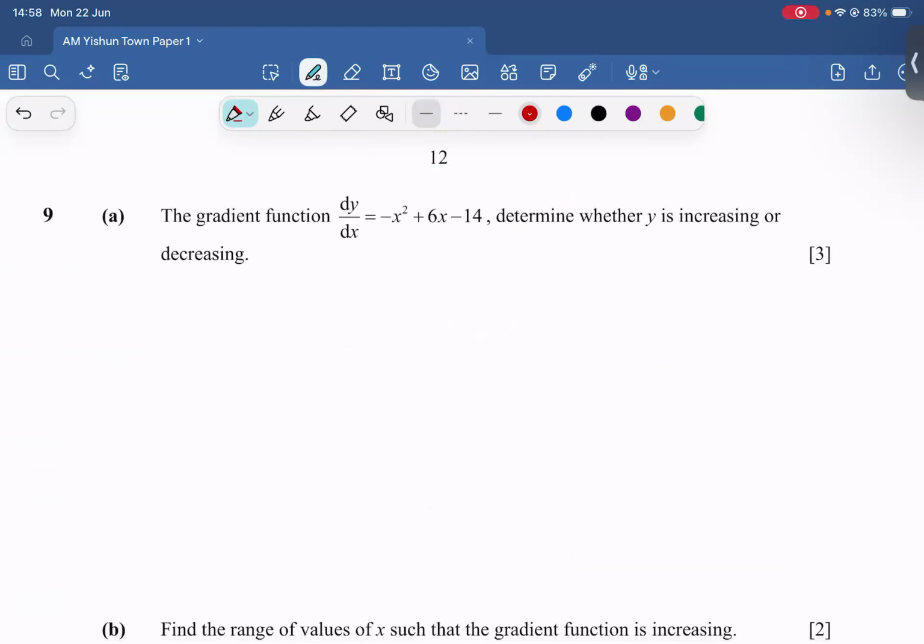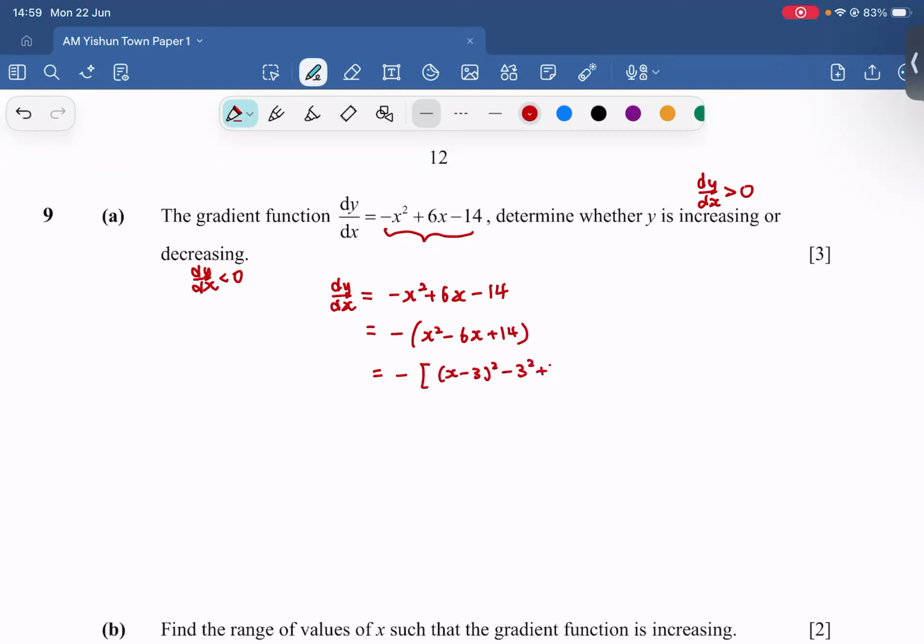The gradient function is this, determine whether y is increasing or decreasing. How to determine whether y is increasing or decreasing? Increasing means dy/dx is more than 0. Decreasing means dy/dx is less than 0. So now what we need to do, we need to determine whether this is always increasing or always decreasing. The best way to do it is to complete the square. So take out the negative first. Complete this, we have what? (x minus 3) squared minus 3 squared plus 14.